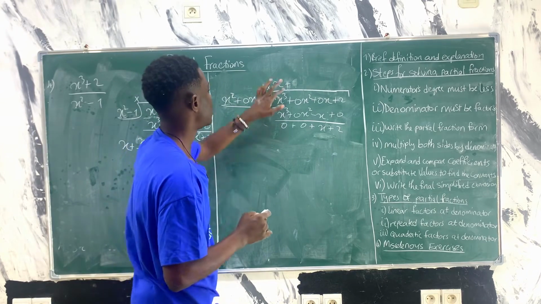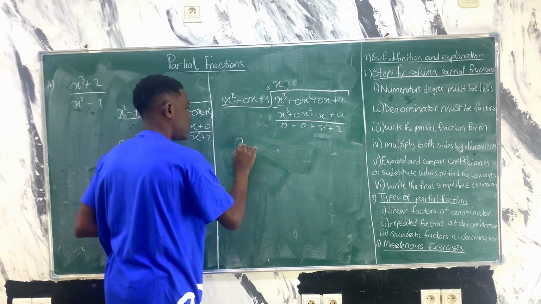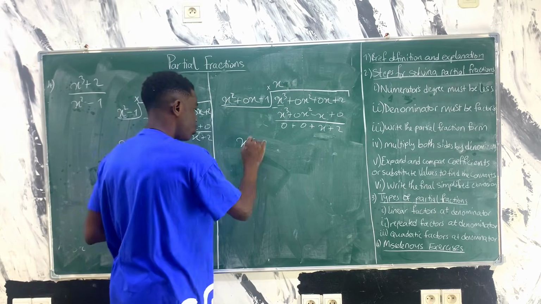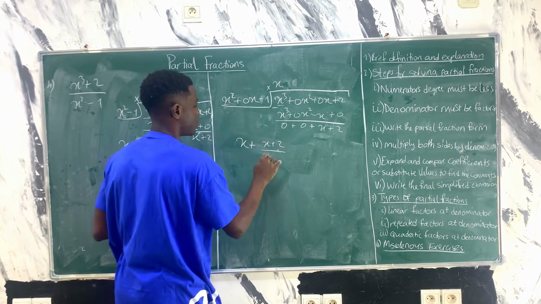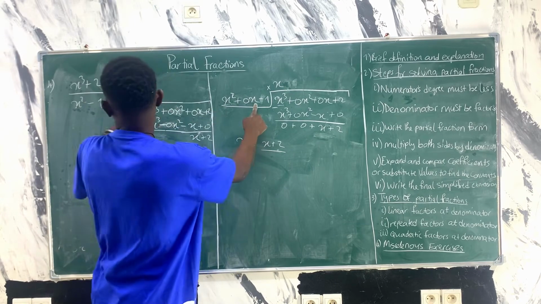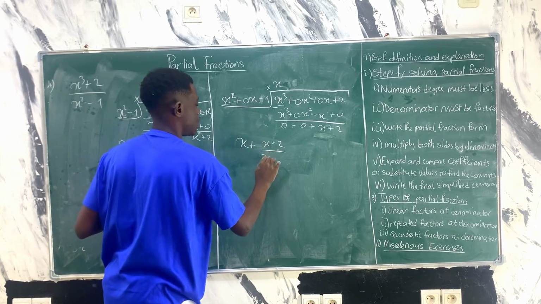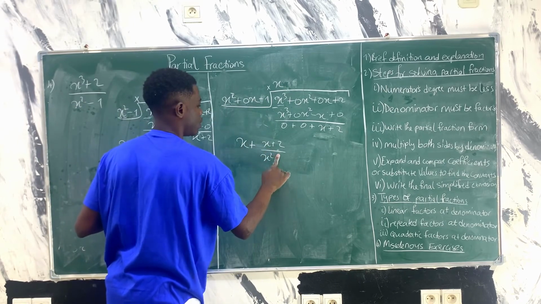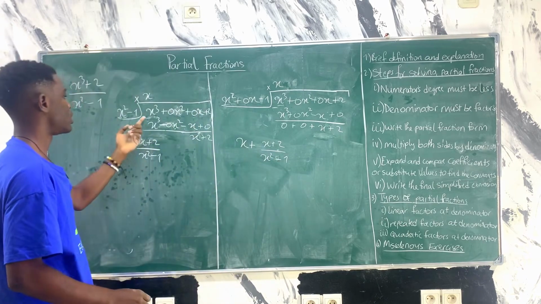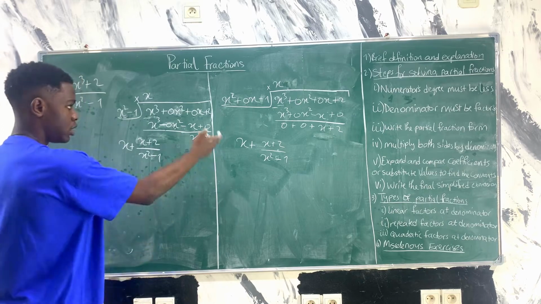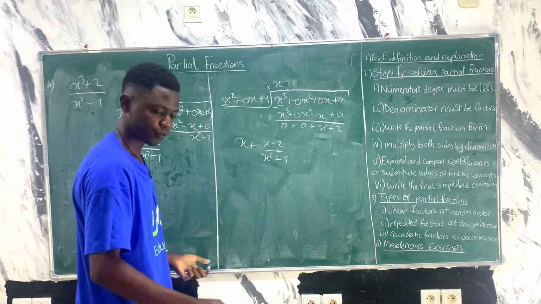That is why my answer is going to be x plus this one, x plus 2 on this one. You don't write 0, you write it as it was here, x squared minus 1. So I hope at this point you have understood how I did the long division method. I think I explained it really well there.